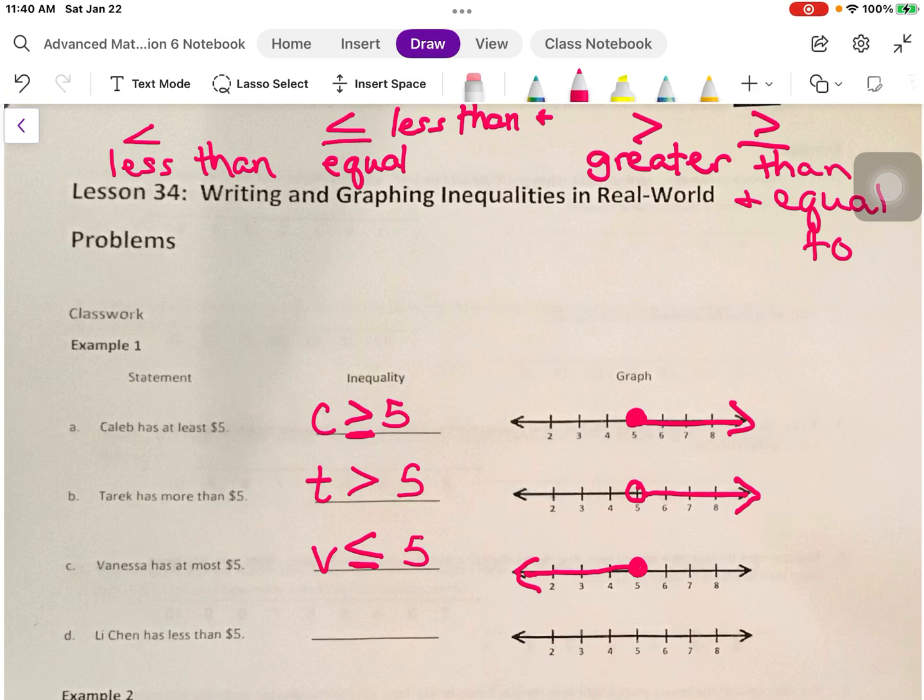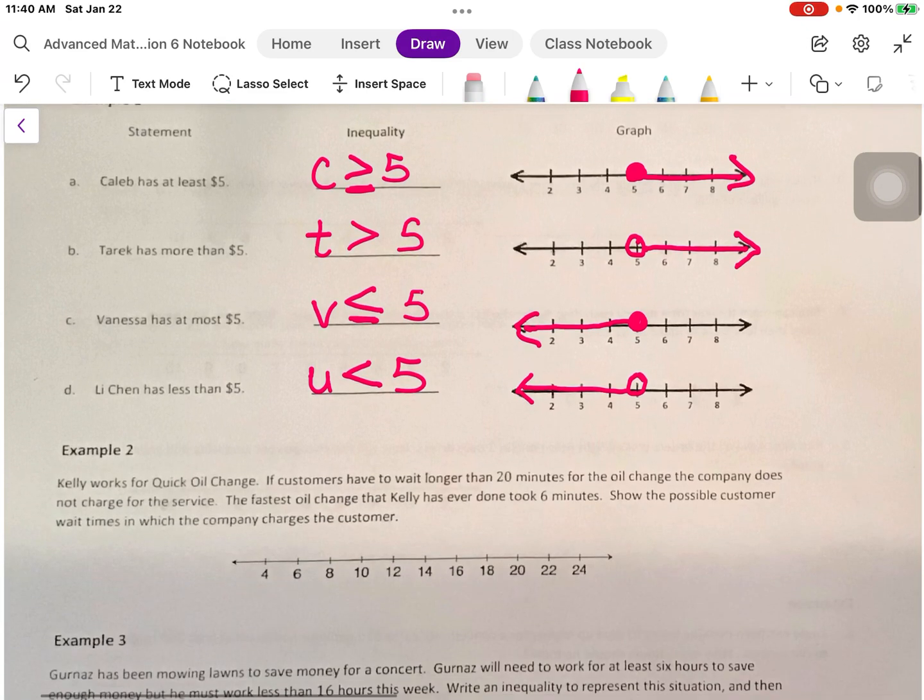Okay, moving right along. Yu Chen has less than $5. So we'll go with Yu Chen, $5. Less than, well, it's just how it says, less than $5. Doesn't have $5. So again, when we graph it, it's going to have an open circle, and it's going to go to the left because it's less than 5. So those are examples of how we'll take a statement, turn it into an inequality, and then turn it into a graph. So that's the first example.